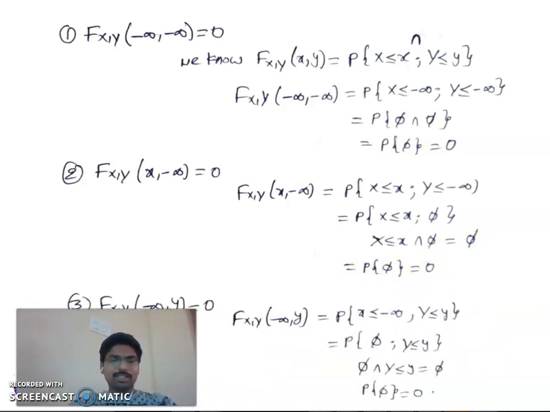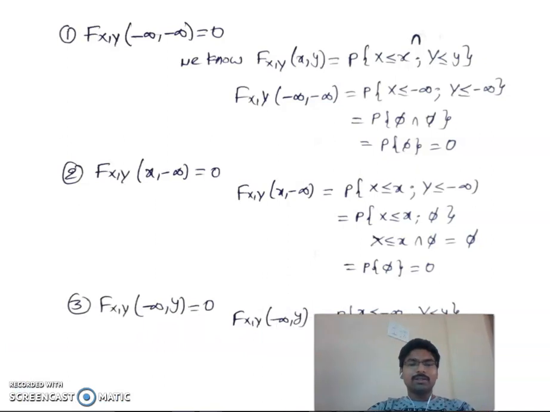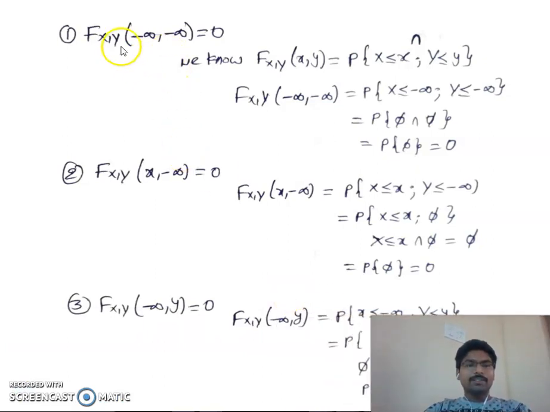Now similarly we will see the third one, F_{X,Y}(minus infinity, y) is equal to 0. F_{X,Y}(minus infinity, y) can be written as probability of X less than or equal to minus infinity, Y less than or equal to y. Here X less than or equal to minus infinity is an impossible event. That's why the set contains no elements. It is phi. Phi intersection of Y less than or equal to y is nothing but phi. So probability of null set phi is equal to 0 in this case. So these are the three properties. F_{X,Y}(minus infinity, minus infinity) is equal to 0. F_{X,Y}(x, minus infinity) is also 0. F_{X,Y}(minus infinity, y) is also 0.